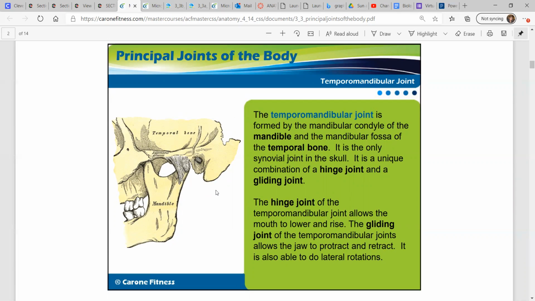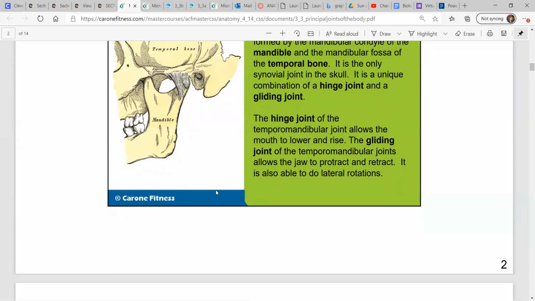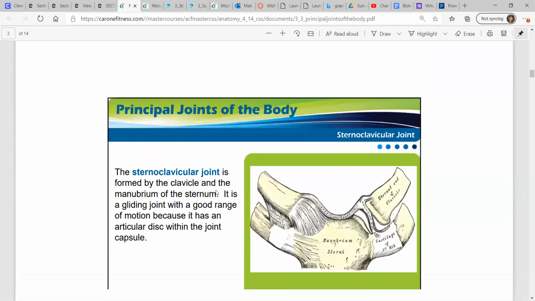The hinge joint of this temporomandibular joint allows the mouth to lower and rise. The gliding joint allows the jaw to protract and retract. It's also able to do lateral rotations. So go give it a try, move your jaw around and see on what part of your face, see I'm doing it right now, if you can find that joint. At least get close.